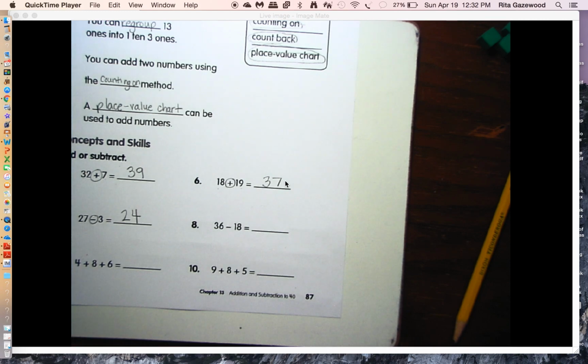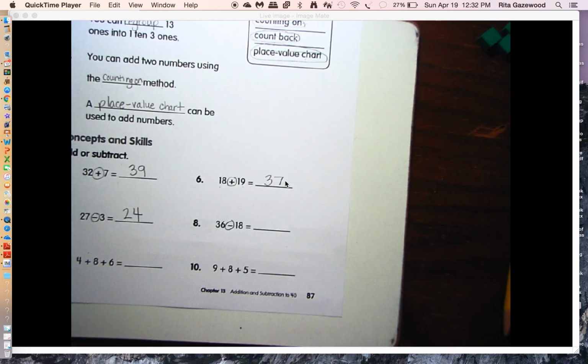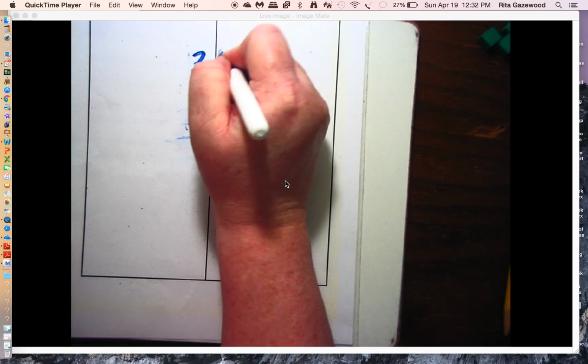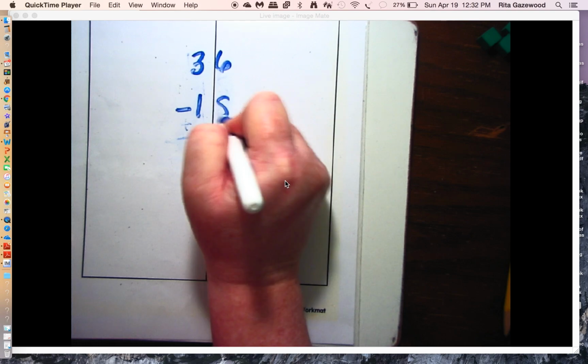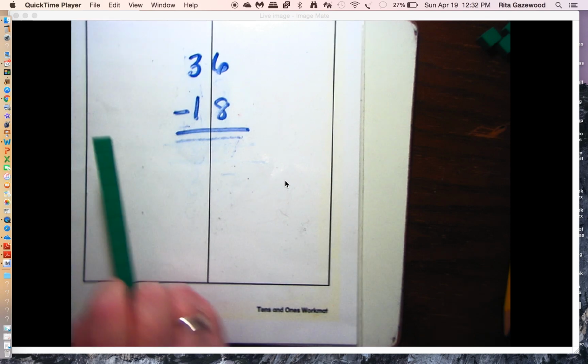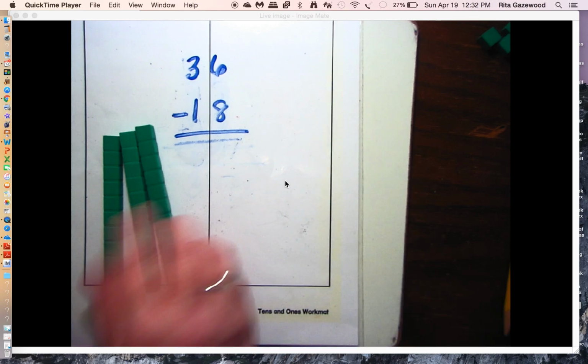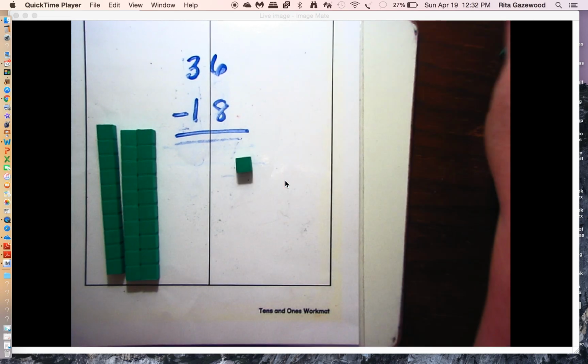Now my next problem says 36 minus 18. So I'm going to circle that minus so I don't forget I'm taking away. And that's a lot to count back, so I'm going to use my place value chart. Again, you can use virtual manipulatives. I'm going to write the problem 36 minus 18. If you remember with subtraction, we only have to model the first number, the big number. So I'm going to model 36. So I've got 3 tens and 6 ones.